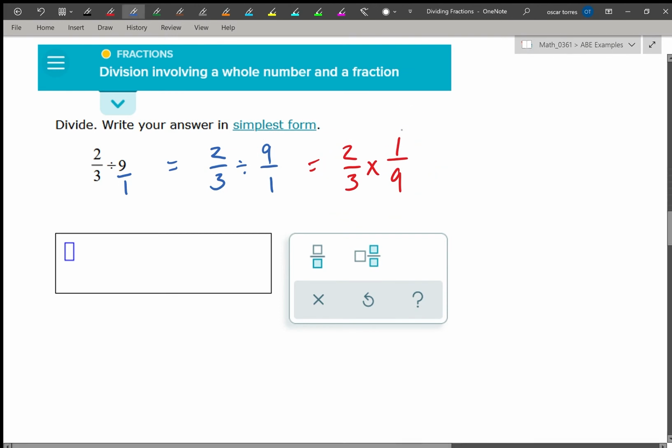And if we look at my diagonals, there's nothing to simplify. You can't simplify 1 over 3, and you cannot simplify 2 over 9. So now we can just multiply the numbers from left to right. 2 times 1 gives me 2. 9 times 3 gives me 27, and I'm done with the problem.